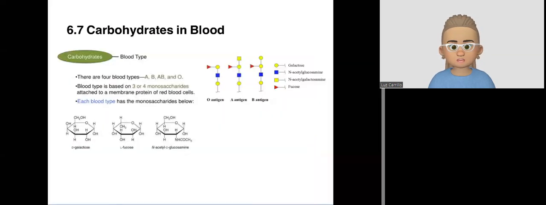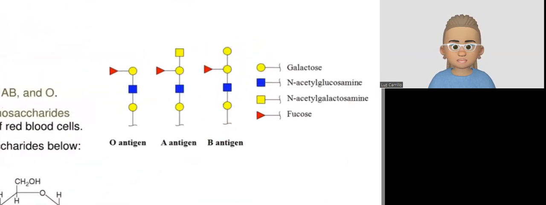One last application of carbohydrates that is important to note is that carbohydrates are found in blood. In red blood cells, we have different carbohydrates that are exposed on those cells. And there are 4 blood types, A, B, AB, and O. These blood types are actually based on 3 to 4 monosaccharides that are attached on the membrane of red blood cells. And each blood type has the monosaccharides that you see below, which are D-galactose, L-fucose, and N-acetyl D-glucosamine.